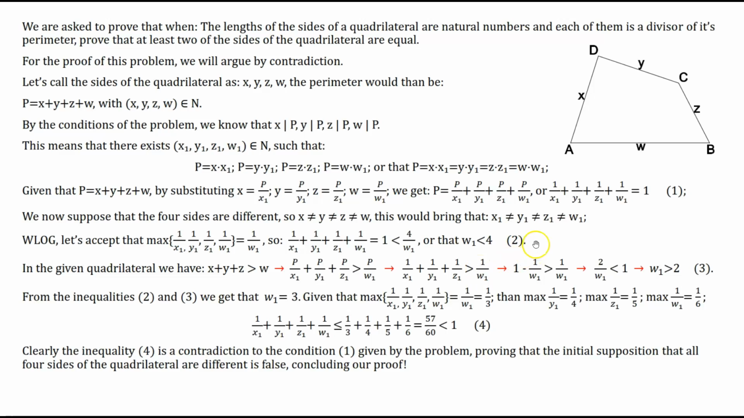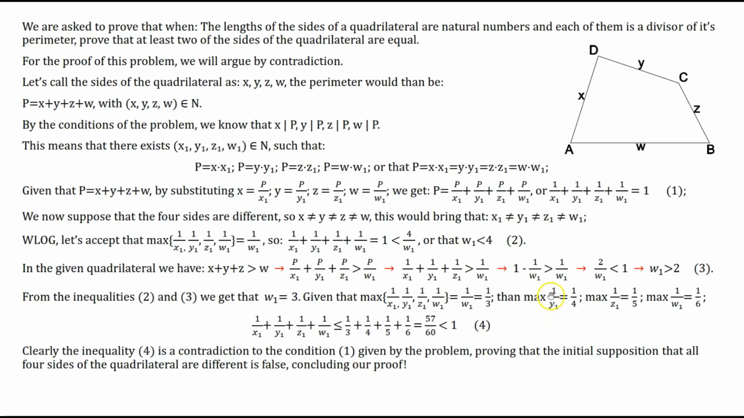Now, from inequality number 2, that omega 1 is smaller than 4, and inequality number 3, that omega 1 is greater than 2, we get that omega 1 is equal to 3, because this is the only possible value which fulfills these two inequalities. But given that we have taken that the maximal value of 1 divided by x1, 1 divided by y1, etc. is 1 divided by omega 1, we say that 1 divided by omega 1 is 1/3.